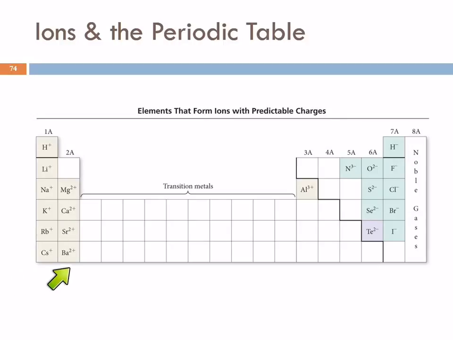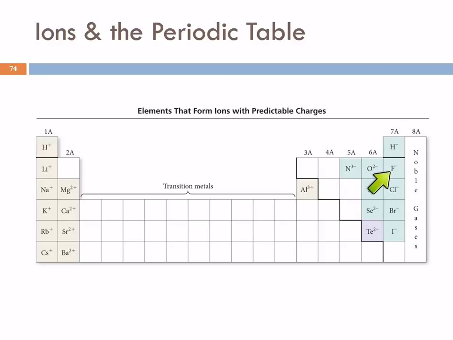The group 2A metals are going to form 2+ ions because they're going to lose 2 electrons. Here's aluminum, group 3A. It's going to form a 3+ ion. It's in group 3. It lost 3 electrons. And then these nonmetals in the main group.